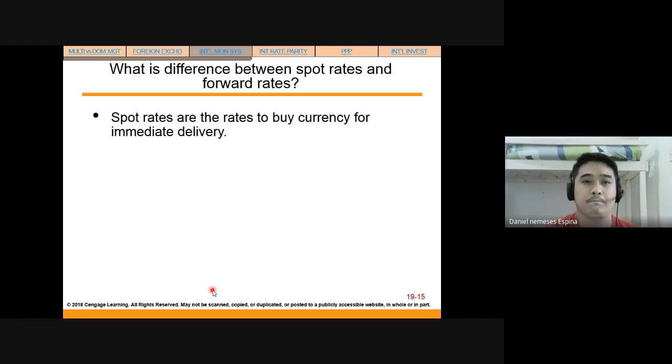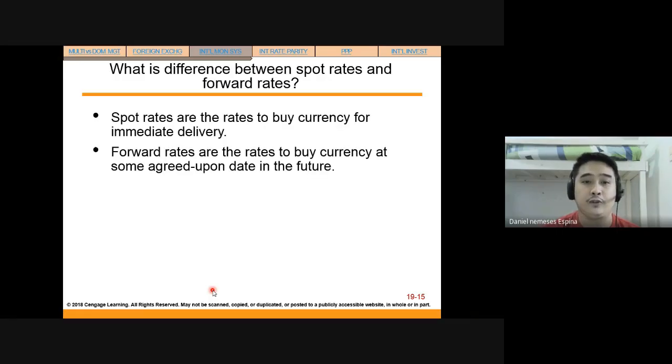So what is the difference between the spot rates and forward rates? The spot rates are the rates to buy currency for immediate delivery. So today, what is now the exchange rate between the US dollar and the Philippine peso? If you exchange your $1 to Philippine pesos today, that is the exchange rate it will be converted at. Let's say it's 45. So $1 is equivalent to 45, and that is the spot rate. But if the rate is in the future, the rate to buy the currency at some agreed upon date in the future is called the forward rate.